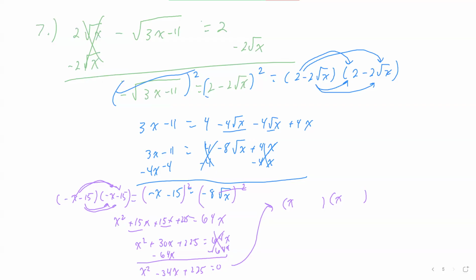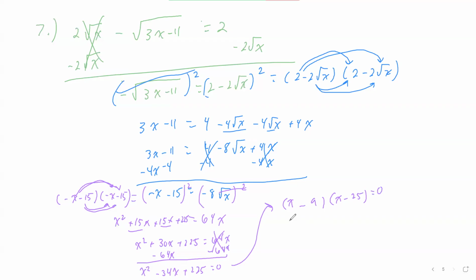225, divide that by 9. Okay, 9 and 25. There it is. 34. Whew. Okay, had to go through all my factors. 9 and 25, make them both negative. That actually multiplies to a positive 225 and adds up to negative 34.